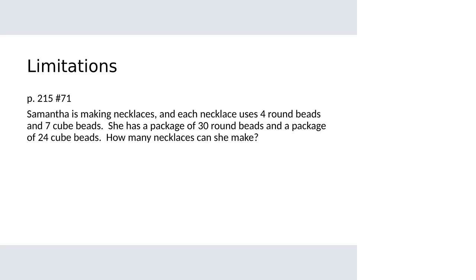The key here is we have to identify what is going to be the limiting factor. What is it that's going to say, oh, that's where you have to stop making necklaces? So we'll just look at each set of beads. We have 30 round beads, and I need 4 to make a necklace. So 30 divided by 4 is 7.5. I don't care about the 0.5. The round beads that I have would allow me to make 7 necklaces.